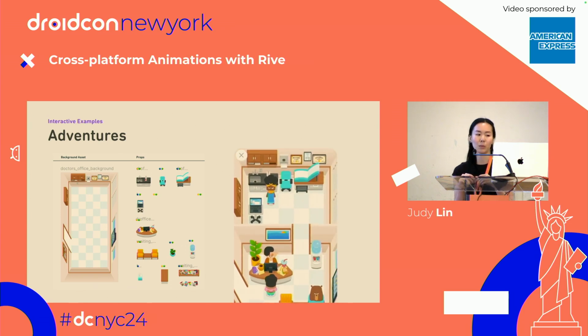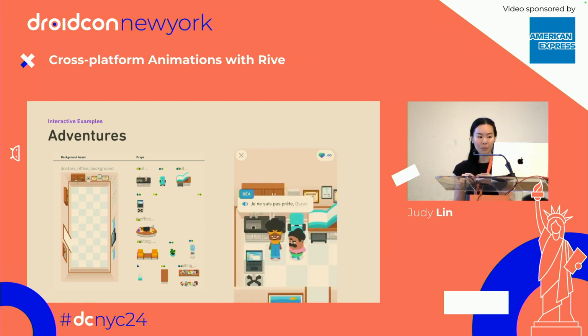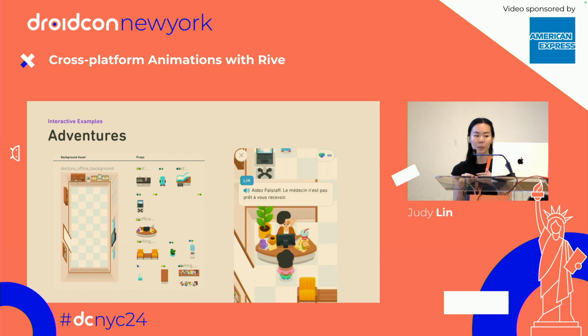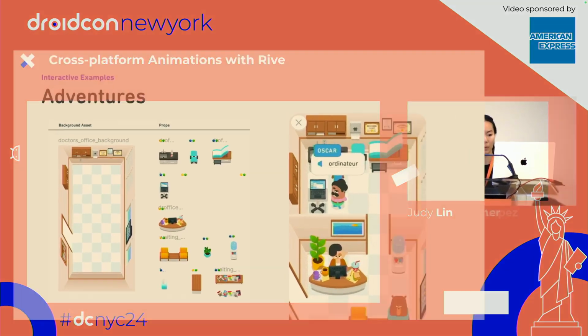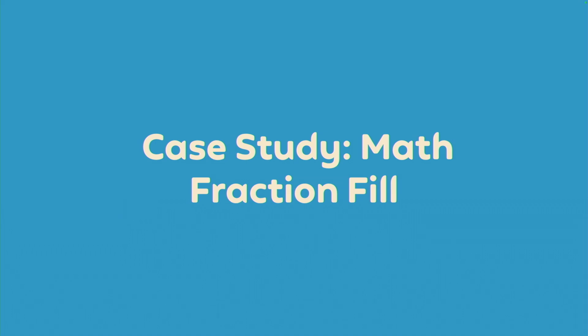We also have adventures where characters are in a scene and go through a situation in the user's learning language. This is just one episode at the doctor's office, and it's made up of a background and several props. As you can see, a user interacts with these props and characters, which are actually individual Rive animations, and tapping around the scene is also how the user walks. So I work on the math team, and we can walk through how we can implement a feature using Rive.